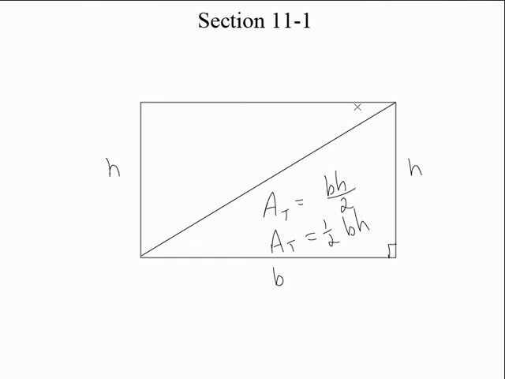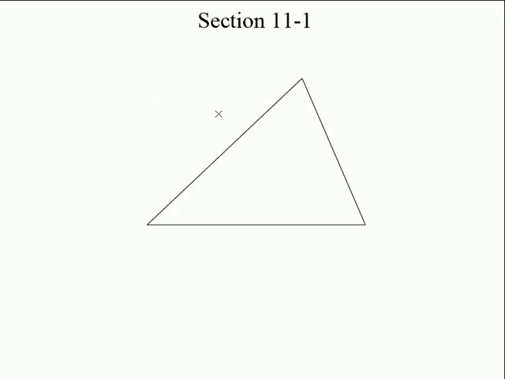Take a rectangle, split it in half. That triangle is half of the rectangle. So the rectangle is base times height. The triangle must be half of that. Everybody got that? Pretty simple. All right, so there's your formula. Know the formula. Have it memorized. You have to have it memorized. Let's do an example.